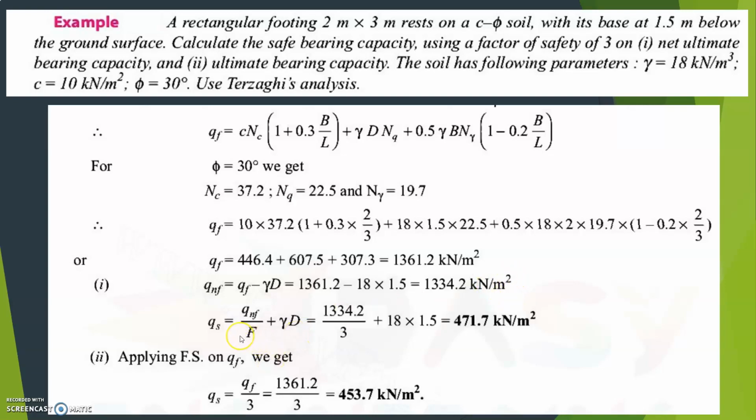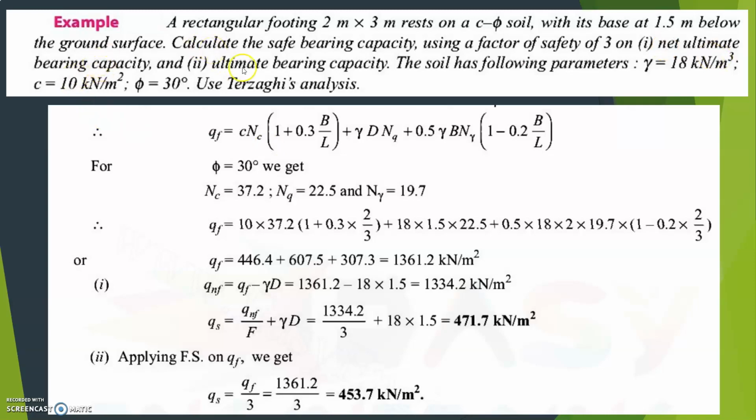Now you have to calculate what is safe bearing capacity. That is nothing but net ultimate bearing capacity divided by factor of safety plus gamma D. So we will get 471.7 kilonewton per meter square. This is for the first case. Okay, net ultimate bearing capacity.